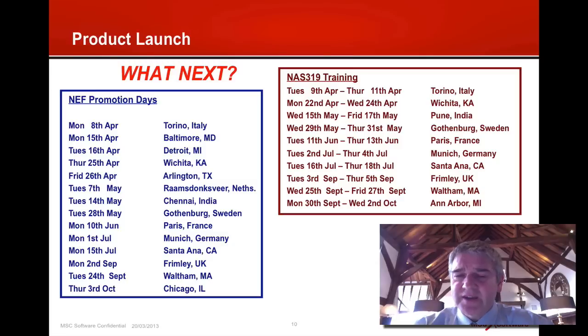And the first of these training events will be in Turin between the 9th and the 11th of April. Then there'll be an event in the US between the 22nd and the 24th of April. And then there's an event in India in May, an event in Sweden in May, something in Paris in June, and Germany in July, and then back in the US at Santa Ana in July. UK Frimley in September, and then 2 events back in the US in September and October.